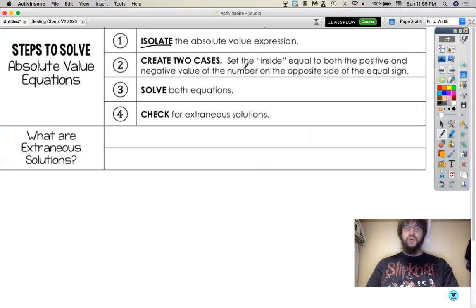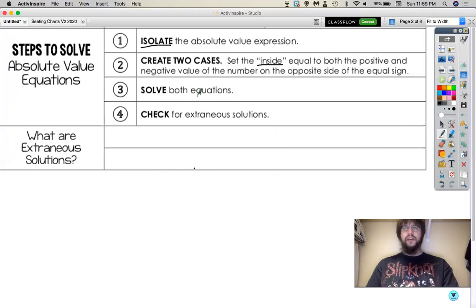Now, this is the kind of shortcut. We'll talk about why it works in a second. You take the inside part of your absolute value, whatever's in between the bars, and you set it equal to the positive of whatever's over here and the negative of whatever's over there. So you're going to set up two different equations for these. Now, after you have the two equations set up, they won't have absolute value bars anymore because you just set the inside part equal to the positive and negative of the value. Then you solve both cases.